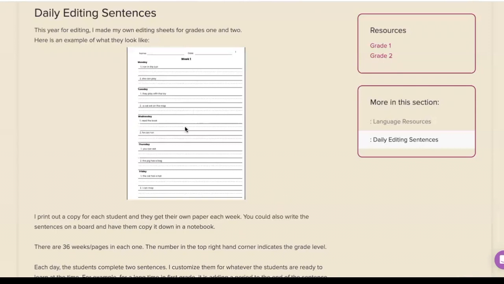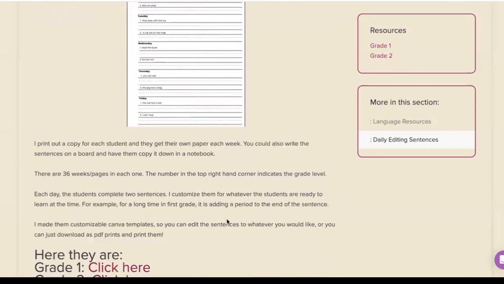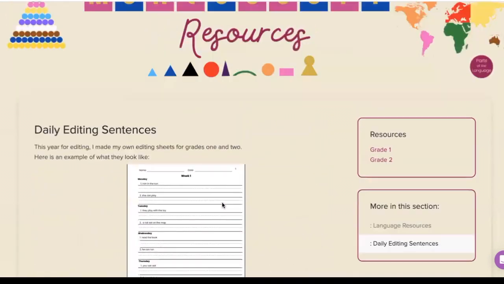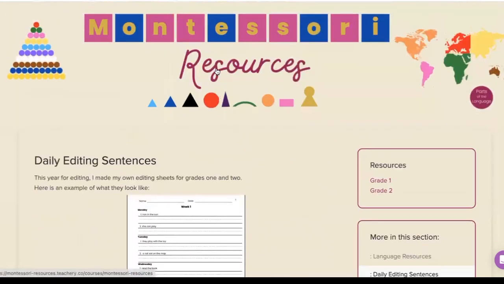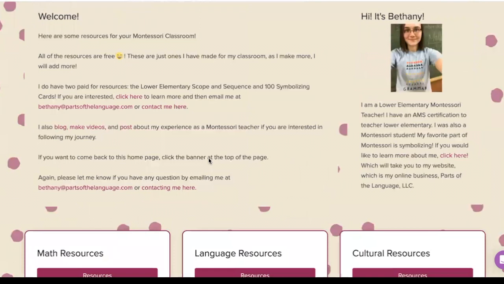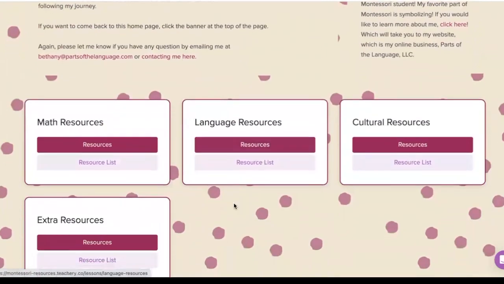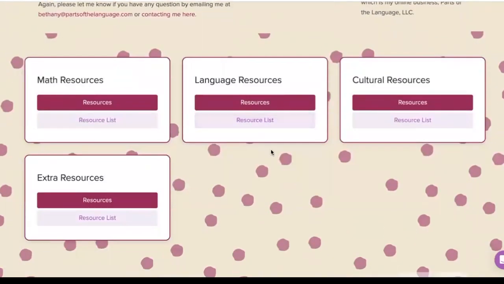And the nice thing is, if I've made a mistake, it's okay, it's an editing sentence, and the kids will know that they need to edit it, right? So those are the language ones I have right now. I do have symbolizing cards, but that's not part of the free thing. But if you would like symbolizing cards, just let me know.